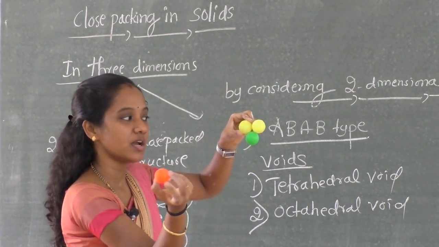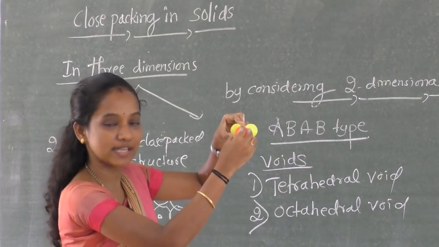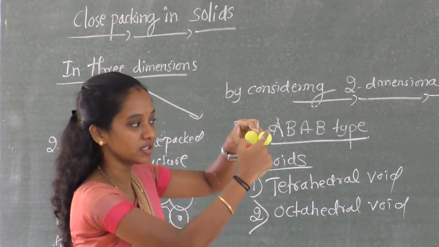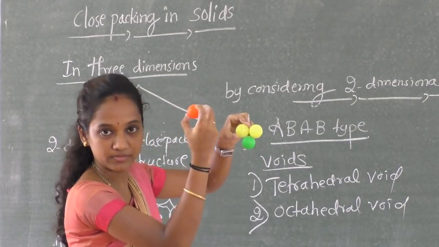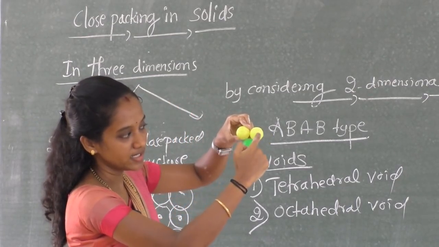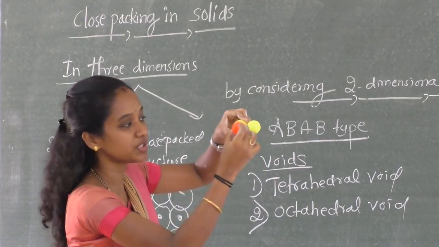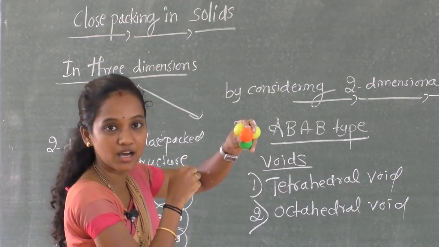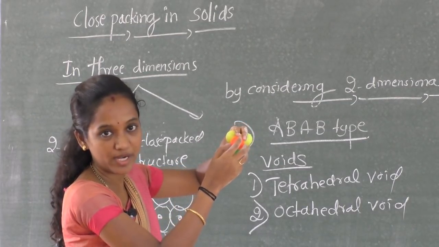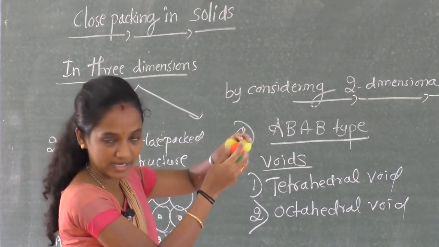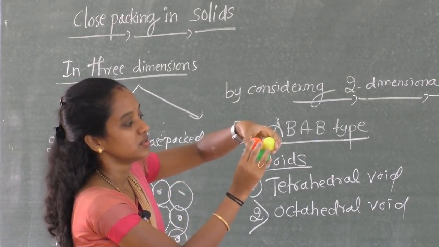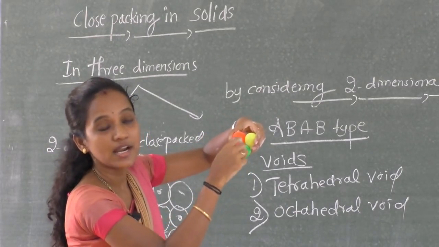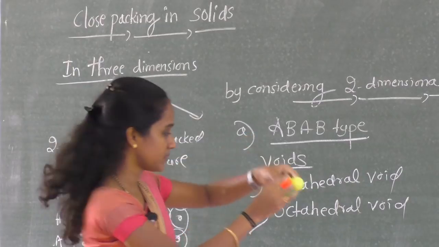Now, imagine I am keeping one particle in the center. Now you have to join these three corners to this center. If you join the centers of these three spheres to the center of this particle, then just imagine it is a tetrahedron. The geometry obtained will be a tetrahedron. Hence, the void or empty space created within these four spheres is a tetrahedral void.